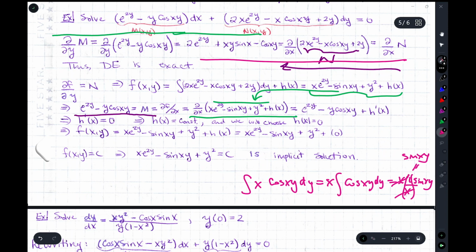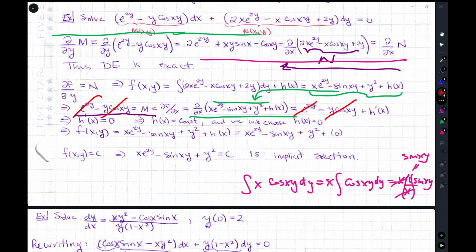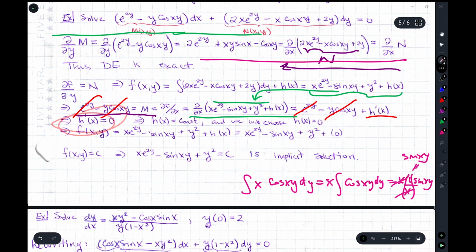It turns out, notice here, that once you write this out, you could have e^(2y) cancel e^(2y). Negative y cosine xy will cancel. And so you're really just left with h prime of x on one side, and so that's why you get h prime of x equals 0. So h of x is equal to a constant. I didn't call it c because I'm about to use c, that's all. So nothing special with calling it a constant. And we're going to choose that h of x equals the constant 0.